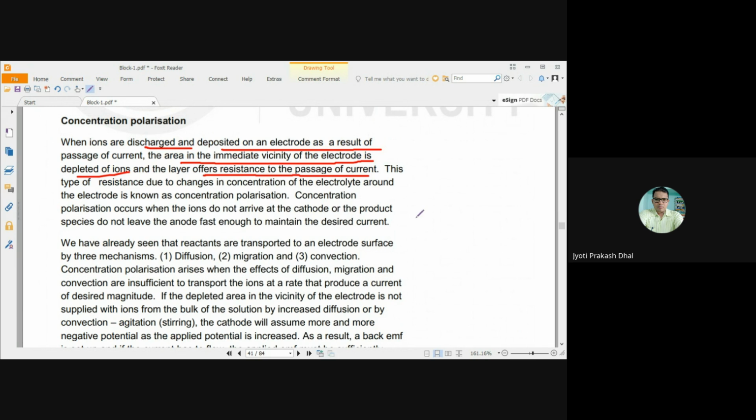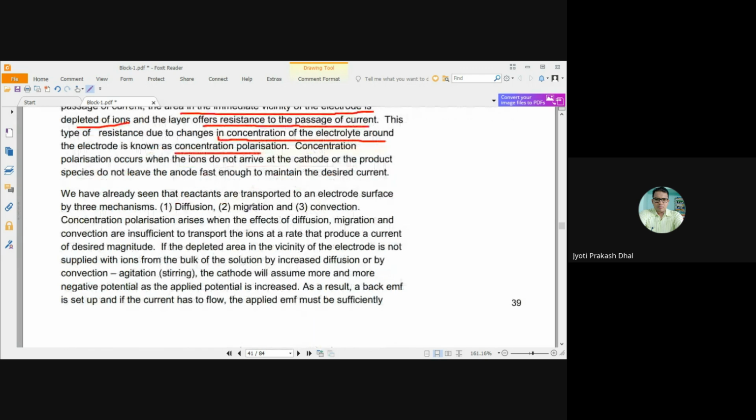So when the electrodes are covered by the discharged atoms, these solid atoms offer resistance to the passage of the current, and this type of resistance, due to changes in the concentration of the electrolyte around the electrode, is known as concentration polarization. Concentration polarization occurs when the ions do not arrive at the cathode, or the product species do not leave the anode, fast enough to maintain the desired current.